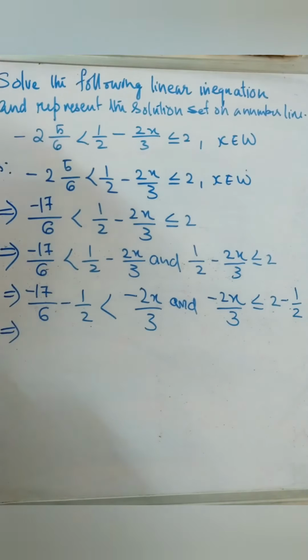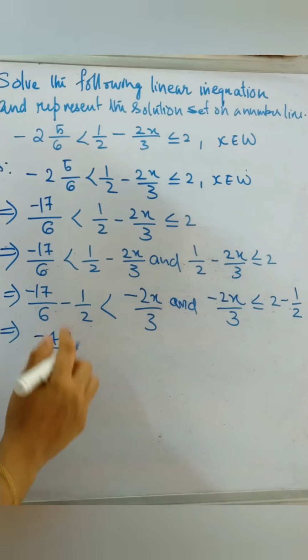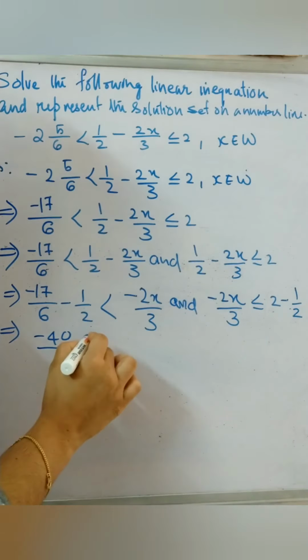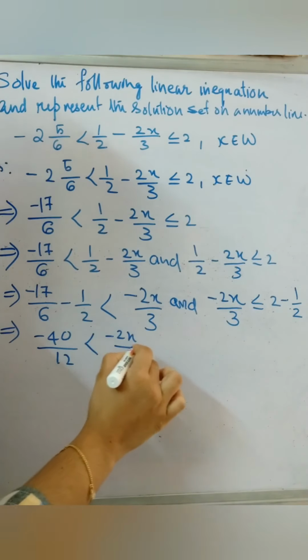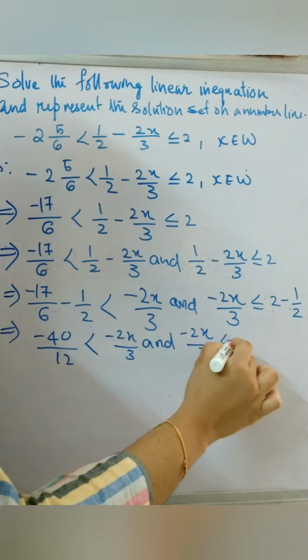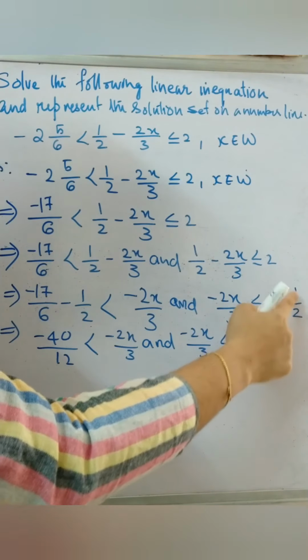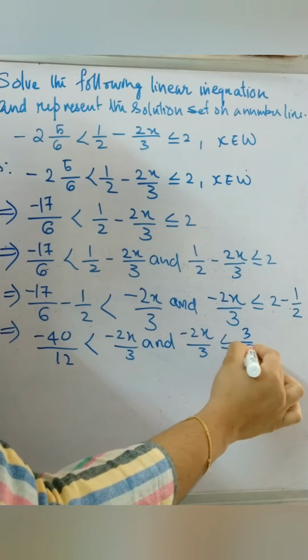Now here we have negative 17 by 6 minus 1 by 2. This we have to cross multiply like this. 17 into 2, that is negative 34. Then minus 1 into 6 is 6. So we will get negative 40 divided by 6 into 2 is 12, which is less than negative 2x by 3. And negative 2x by 3 is less than or equal to, this also we have to cross multiply. 2 into 2 is 4, 4 minus 1 is 3, and 3 by 2.